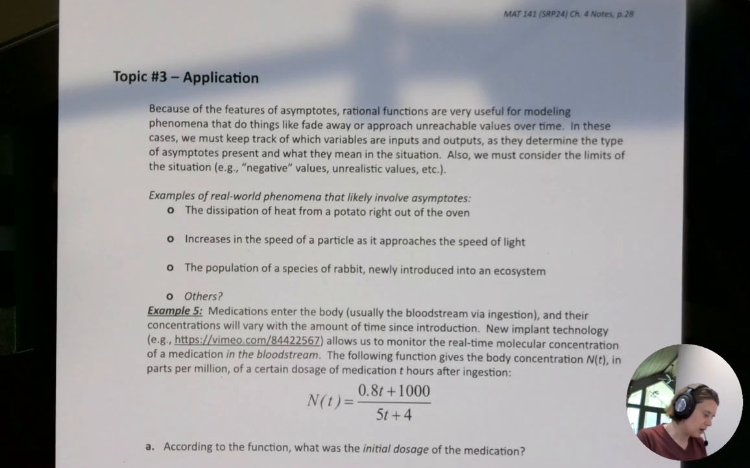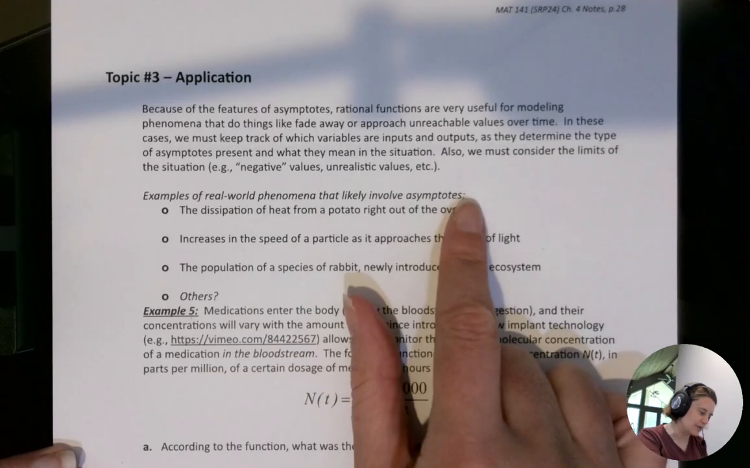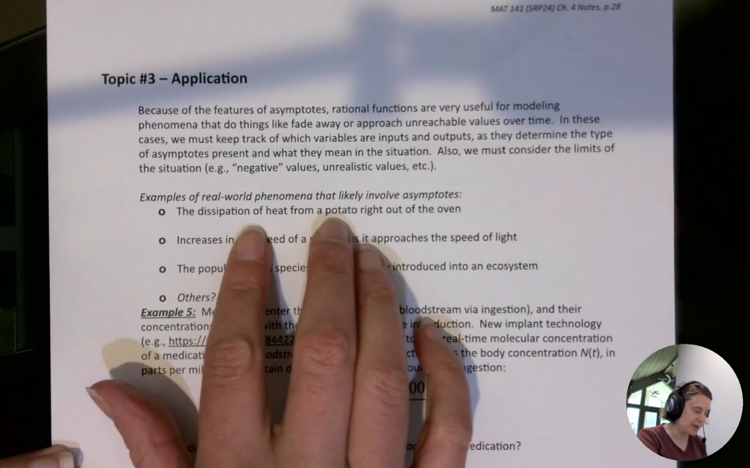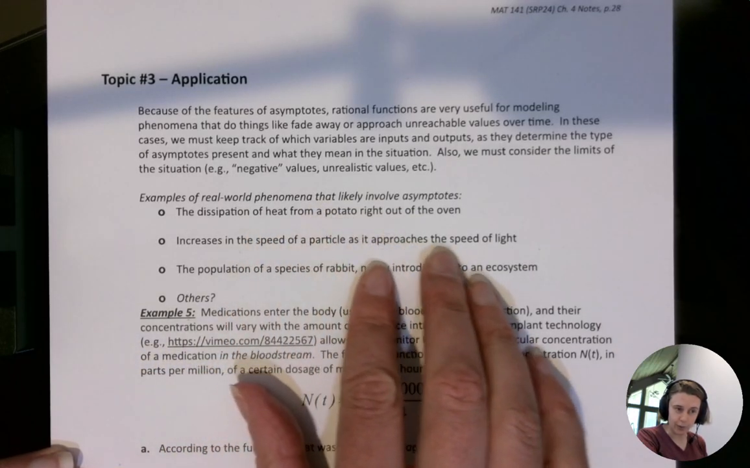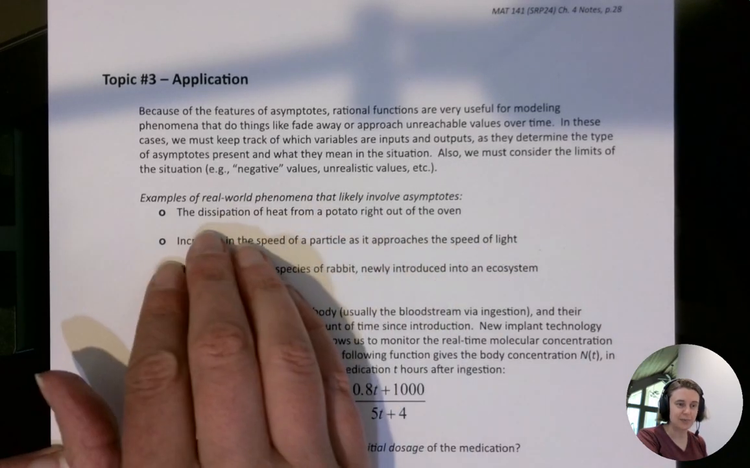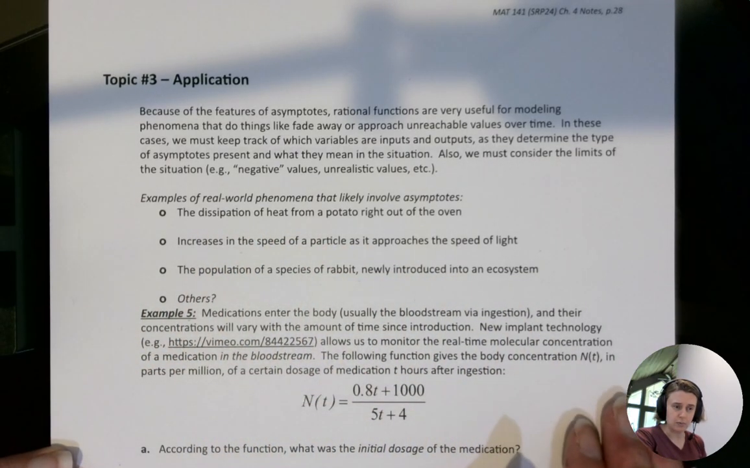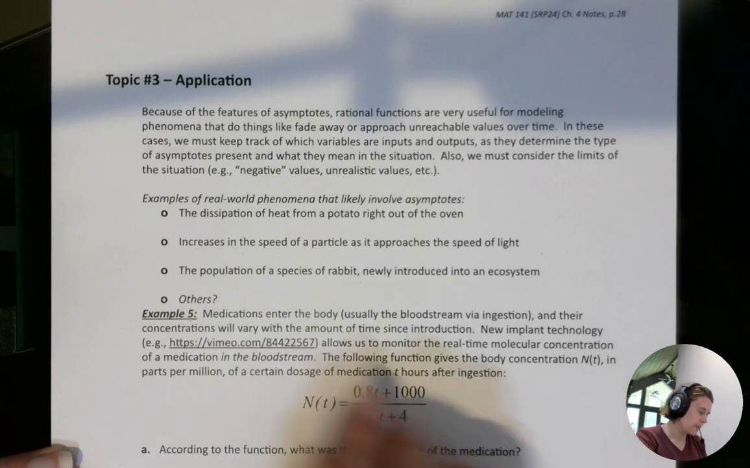Okay. A couple of examples of real-world phenomena that likely involve asymptotes are heat dissipation from an object coming out of the oven. The temperature is going to drop and then approach room temperature. You would not expect it to continue to drop infinitely, but it would level out at about room temperature. That would be an example of a situation that has a horizontal asymptote.